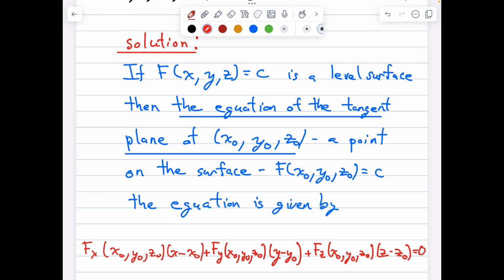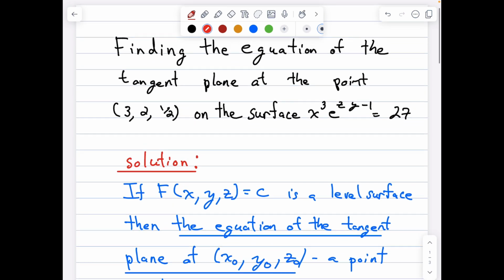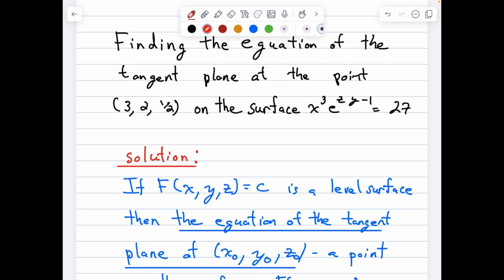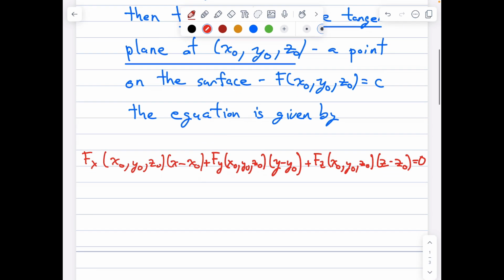So if you've got a level surface, you have a function F of x, y, z equal to some constant, and this makes up a surface. The equation of the tangent plane at a point on the surface, which satisfies F of x naught, y naught, z naught is c. And all I'm saying here basically is that if you plug the point (3, 2, 1/2) into x cubed e to the zy minus 1, you're going to get 27 out of the whole thing. That's all this is saying, basically.